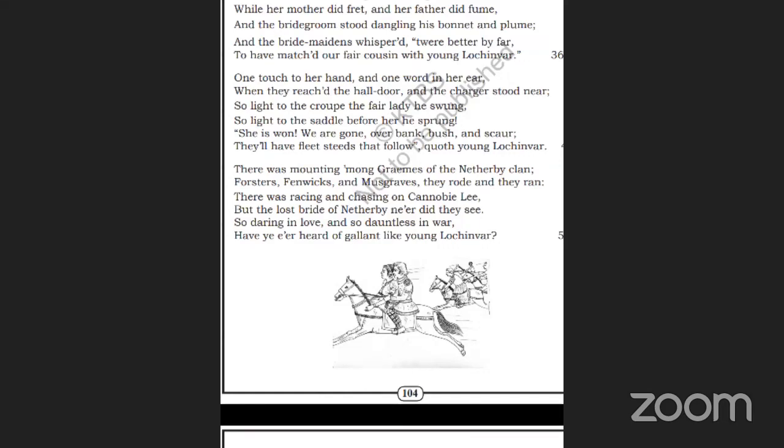See the next line. She is one. We are gone over bank, bush, scar. They will have fleet steeds that follow, quoth young Lochinvar. Within no time, they just vanished.